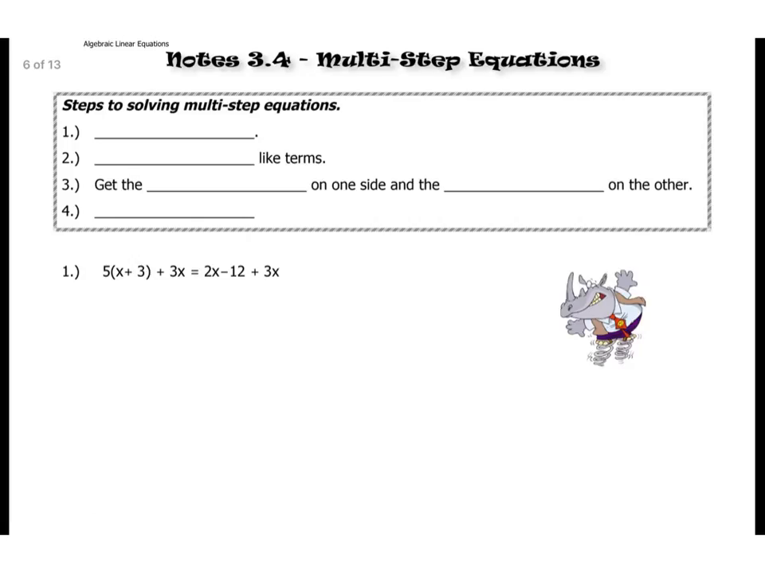All right, for 3.4, multi-step equations. There are some steps to solving multi-step equations. The first thing you want to do is, if there is something like in number 1 where there are parentheses, you need to distribute. So let's distribute. 5 times x is 5x plus 5 times 3 is 15. We don't distribute the 5 to the 3x because the 3x is not in the parentheses.